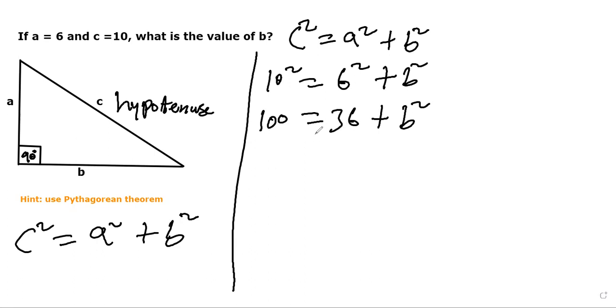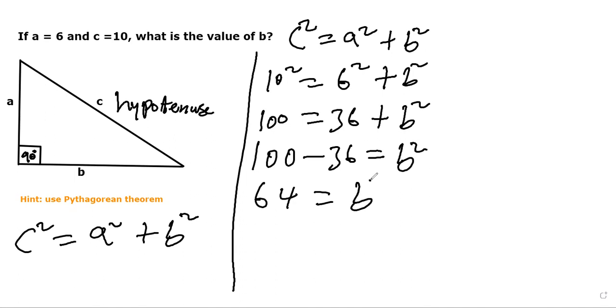Once 36 crosses the equality sign, the sign is going to change. Right here it was positive, and when it crosses, it's going to be minus. I have 100, then 36 is coming to the side of 100. It's going to be minus 36. Equals, you put the equality sign right there, B squared. 100 minus 36 is going to give me 64 equals B squared, right?